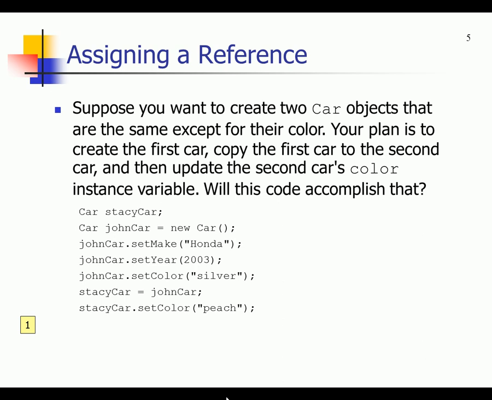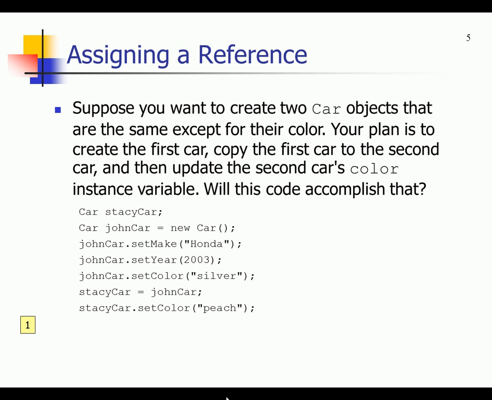So we have a car called Stacy Car. What type of object is Stacy's car? Car. It's a car. We have another car called John Car. John is obviously the author of the book, by the way. Stacy's wife. So John Car, another object, subtype car as well. But this time, John Car is equal to brand new car.